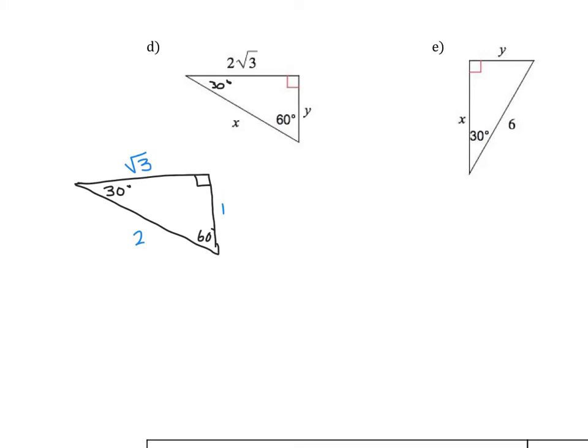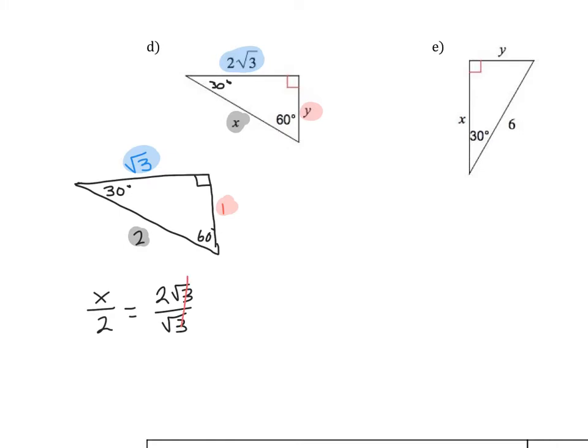So we can match up the corresponding parts. We know x goes with 2, y goes with 1, and 2 root 3 goes with root 3. And let's set up our proportions. Let's start by finding x. So we can say x over 2 equals, and now we need a set where we know both values. So we'll do 2 root 3 over root 3.